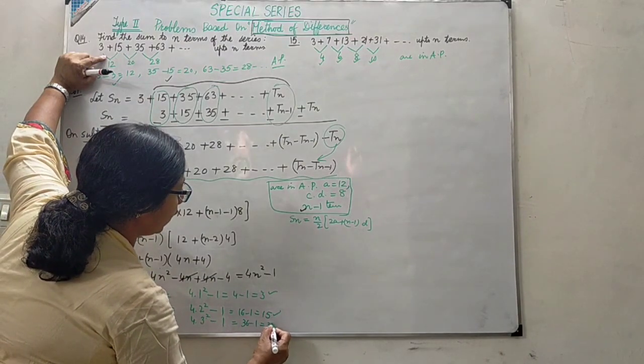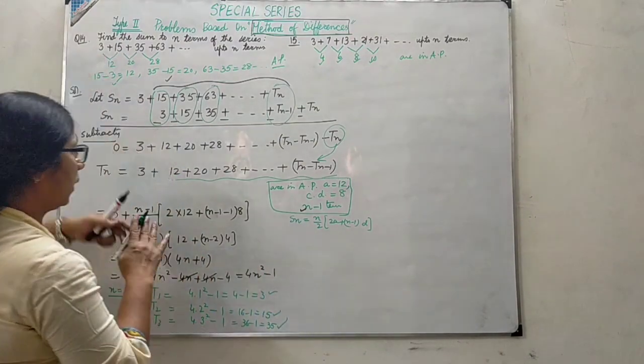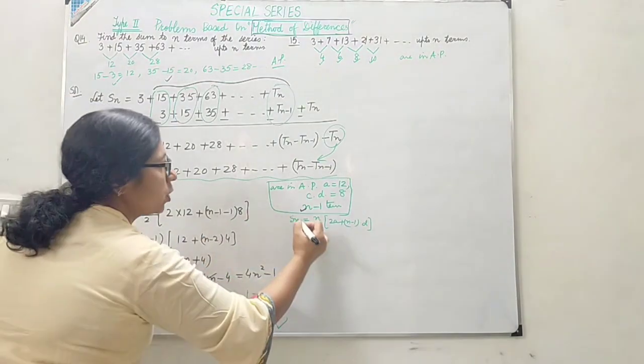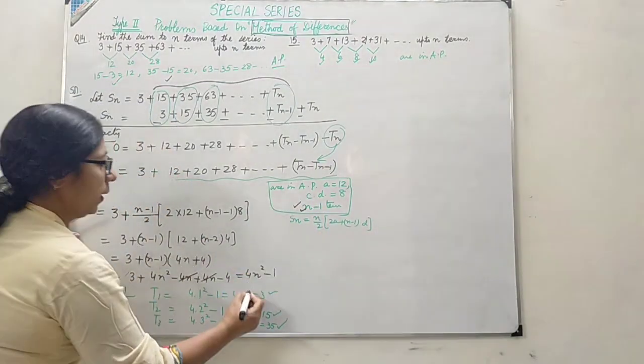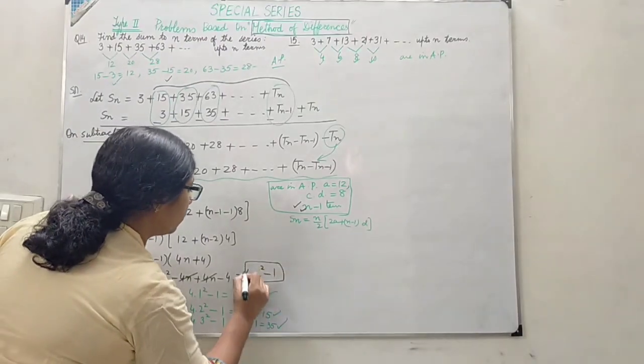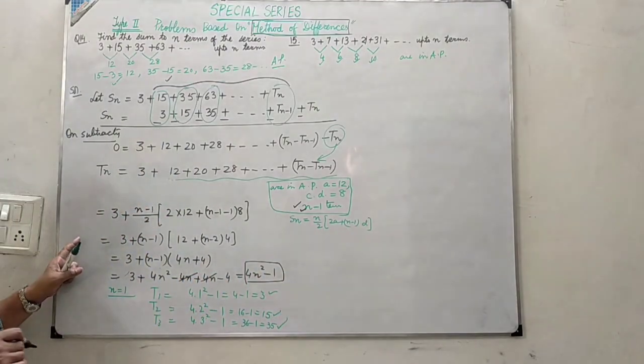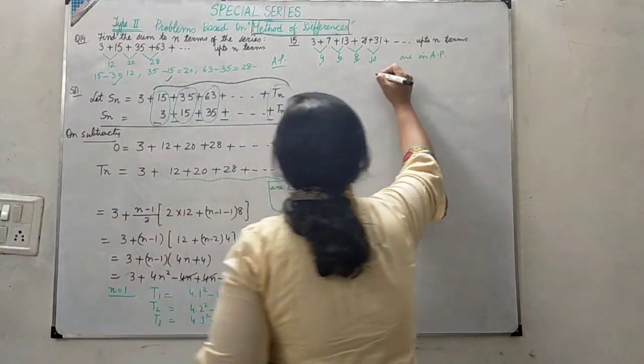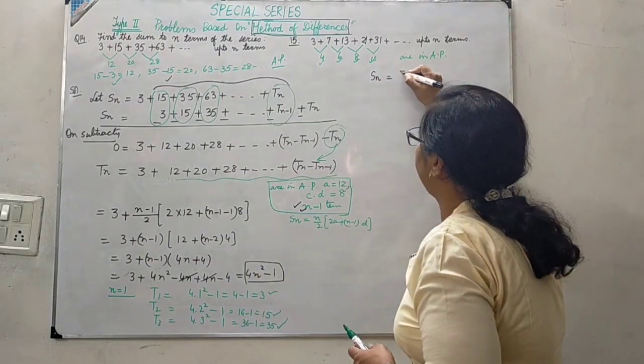36 minus 1, 35. Now these are all okay. So our calculation, and moreover, this proper result for n minus 1 terms you have to take care. This is fine with your Tn. Now let me take Sn for this. This is the previous question we have done.